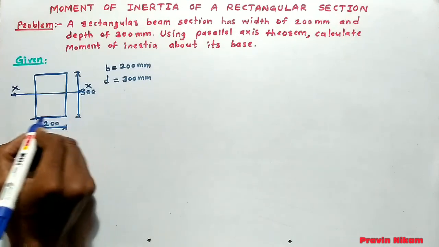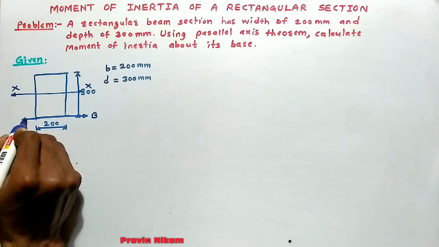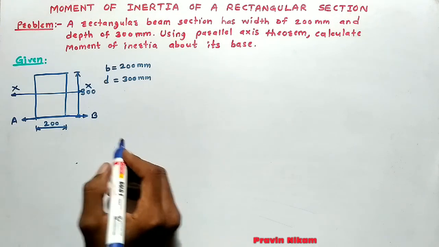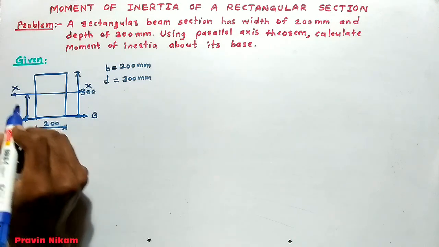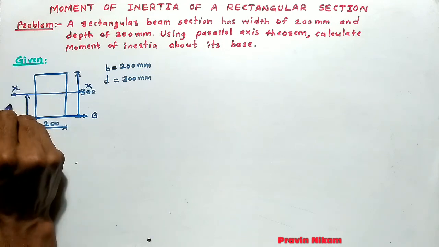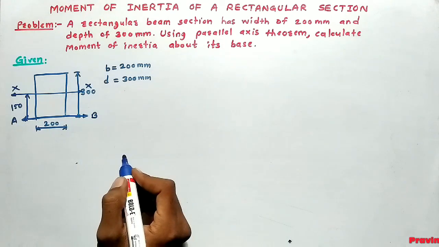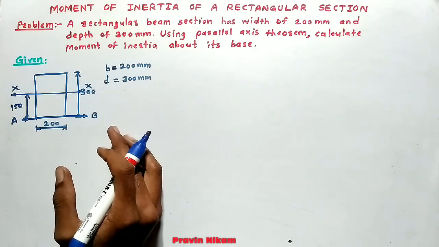So this is the base. Make this axis as the AB axis. Now this is the distance between the two axes. The total is 300, so half is 150 mm. This is the distance between the two axes, that is H.